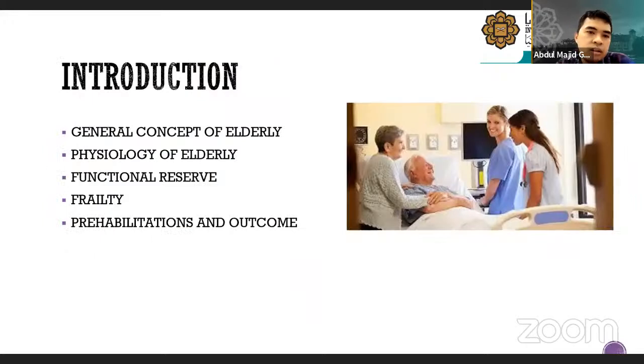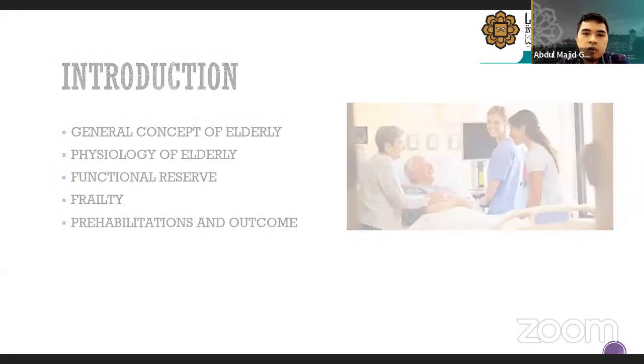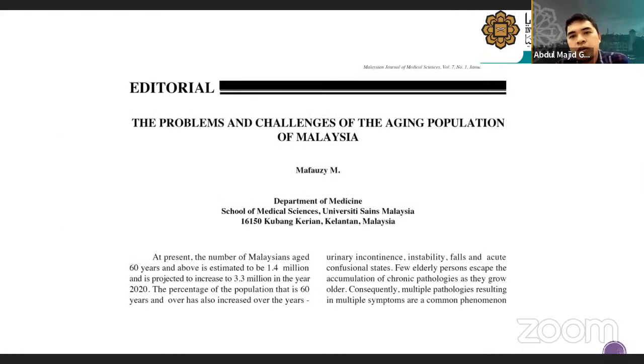So in this lecture, I'll be talking about the general concept of elderly, physiology of elderly, the functional reserve, the frailty, and also prehabilitation and its outcome. An elderly is defined by WHO as age of more than 65 years old. However, in Asia, we do take a lower cutting point of age, whereby we take more than 60 years old as an elderly.